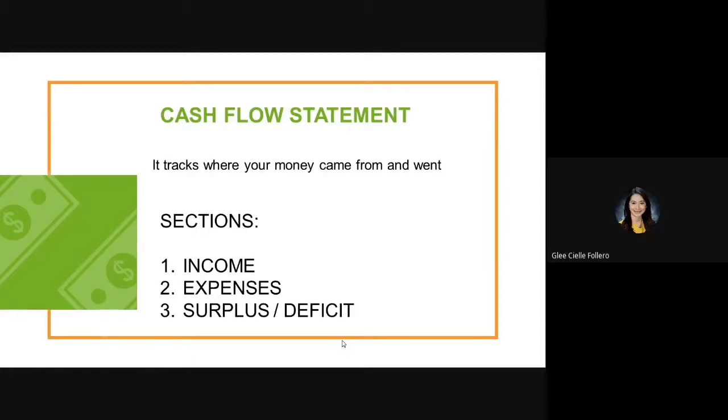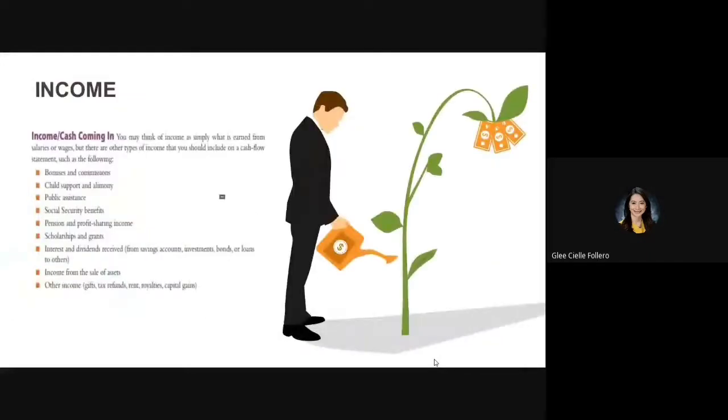There are three sections in the cash flow statement. First is the income, next is the expenses, and the surplus or the deficit. First, let's discuss what income is. Income is the cash coming in. You may think of income as simply what is earned from your salaries or wages, but there are other types of income that you should include on a cash flow statement.